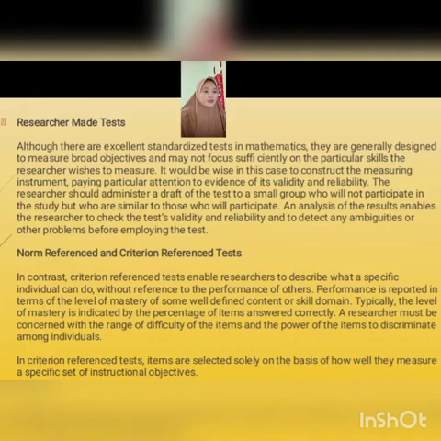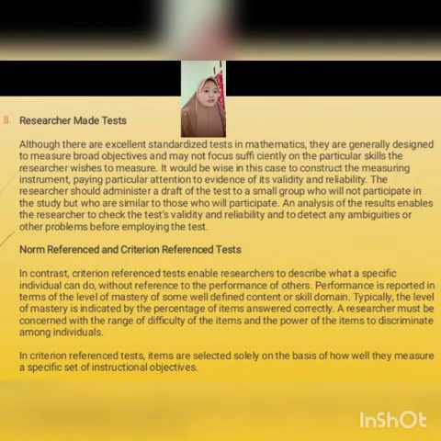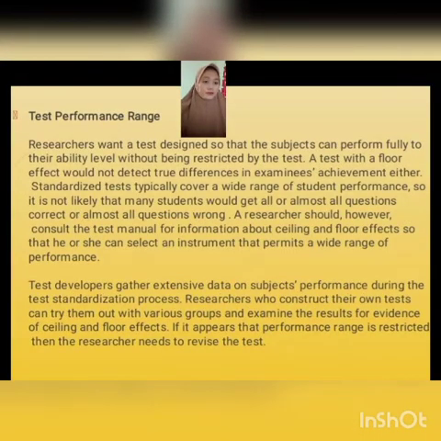Researchers must be concerned with the range of difficulty of the items and the power of the items to discriminate among individuals. In criterion-referenced tests, items are selected solely on the basis of how well they measure a specific set of instructional objectives.